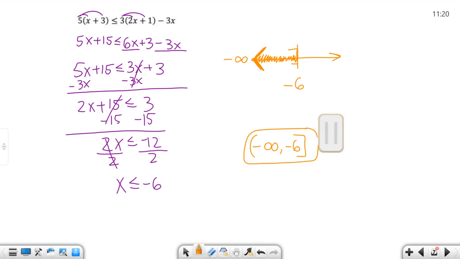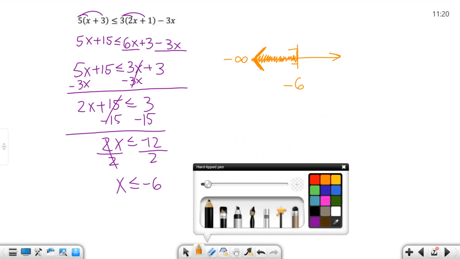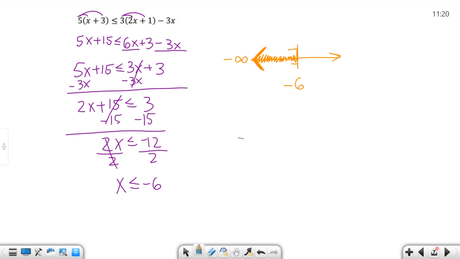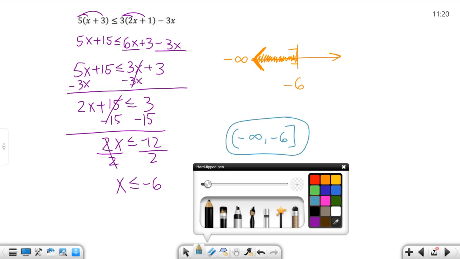Oh, and I didn't do it wrong. I just didn't change my color. I'm changing my color. Sorry. So negative infinity to negative 6, bracket here, parenthesis here. Same thing, I just had an orange. But I promised you I'd change the colors, and then I didn't change the colors.